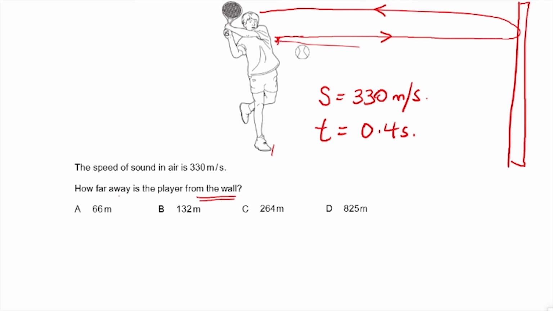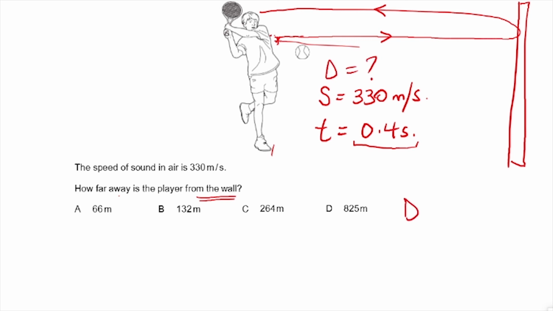But remember, by the time he hears the sound 0.4 seconds later, the sound will have traveled from him to the wall and back. In other words, it will have traveled twice the distance he is from the wall. So let's first try and find the distance traveled by this sound wave. So we need to first find that distance.